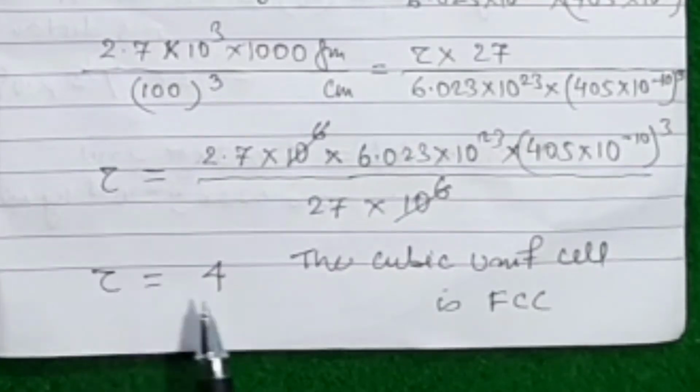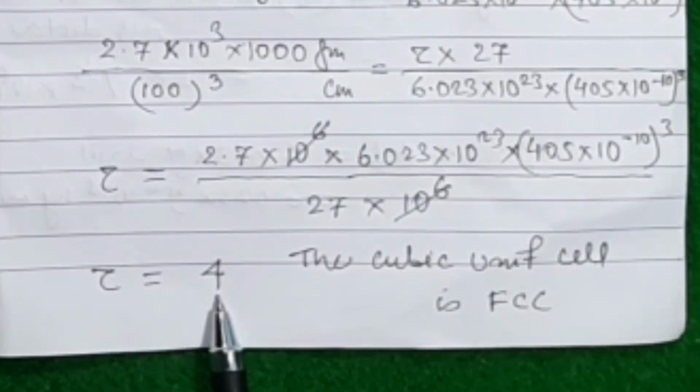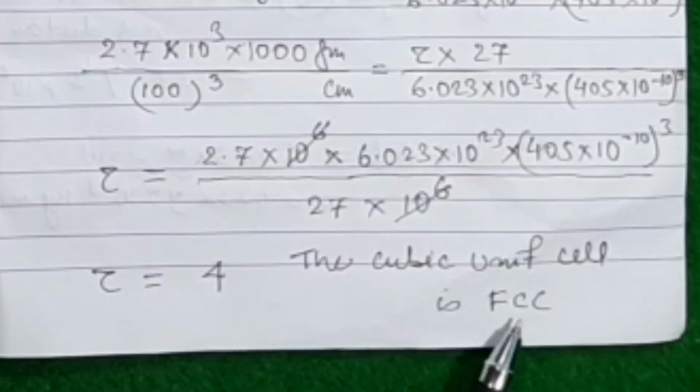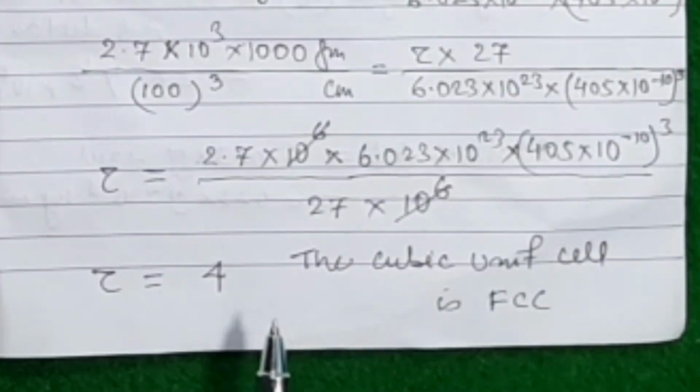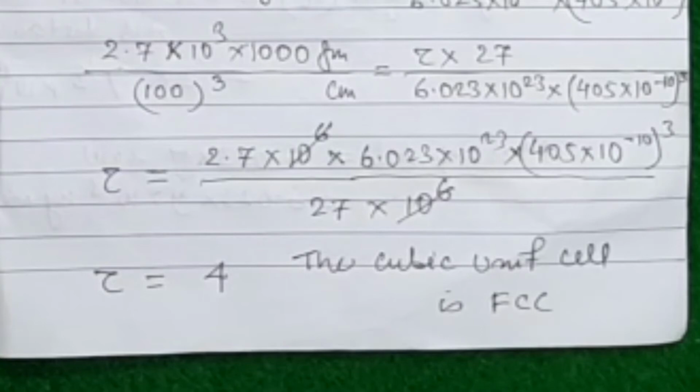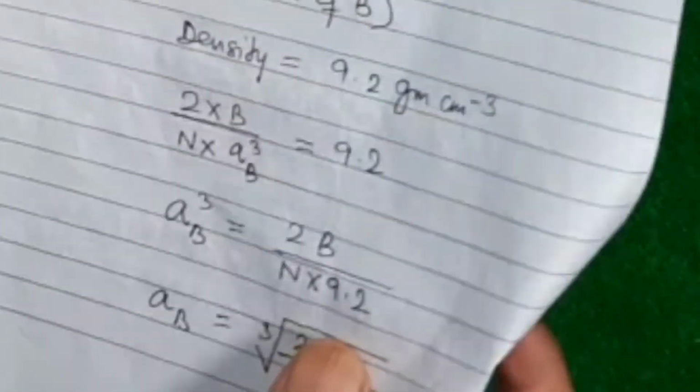Now tell me, if you have 4 atoms in a cubic unit cell, the cube has to be, or the lattice has to be FCC, that is face-centered cubic unit cell. So this is how we solve this 7th problem. Now let's see the other one. The other one will be number 2 now.